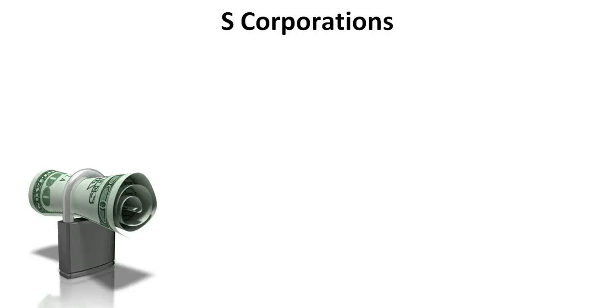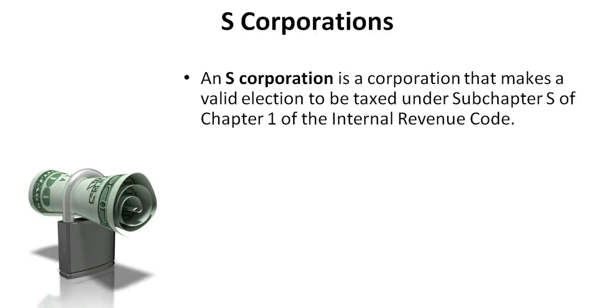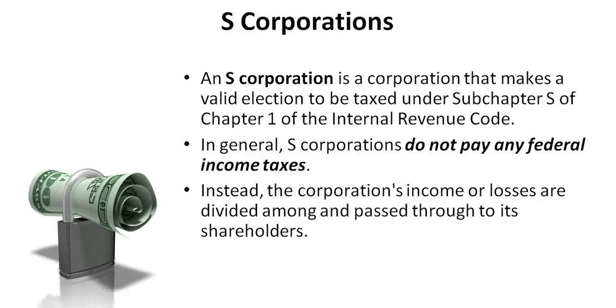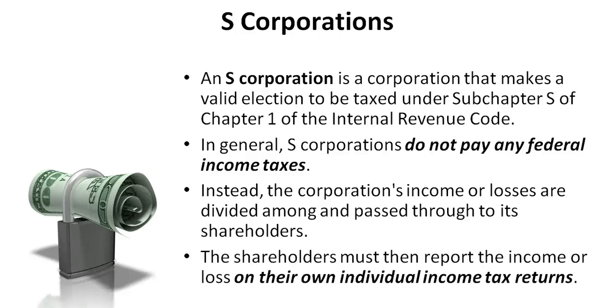An S corporation is a corporation that makes a valid election to be taxed under subchapter S of Chapter 1 of the Internal Revenue Code. In general, S corporations do not pay any federal income taxes. Instead, the corporation's income or losses are divided among and passed through to its shareholders. The shareholders must then report the income or loss on their own individual income tax returns.